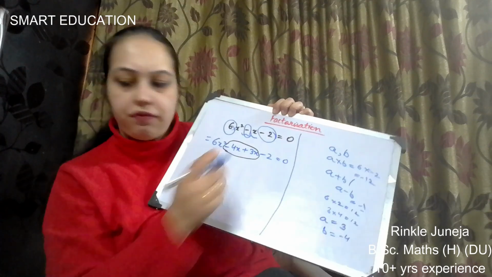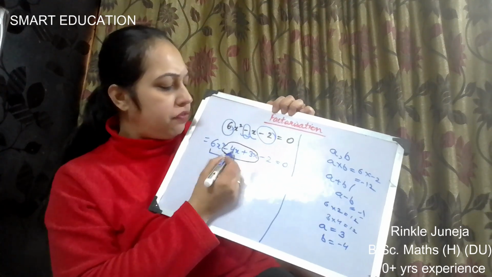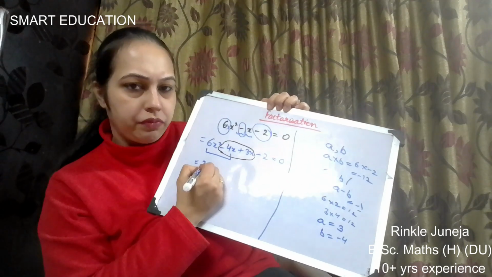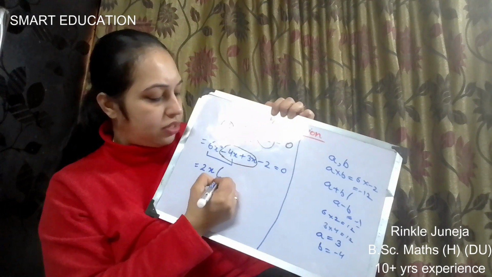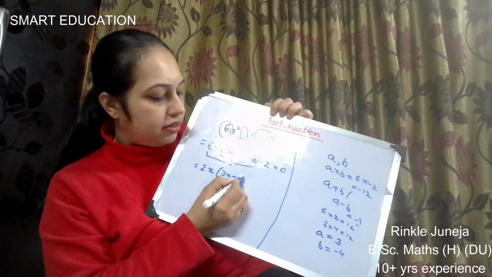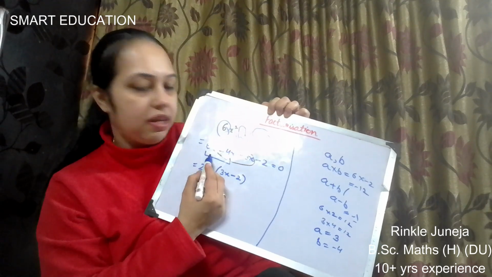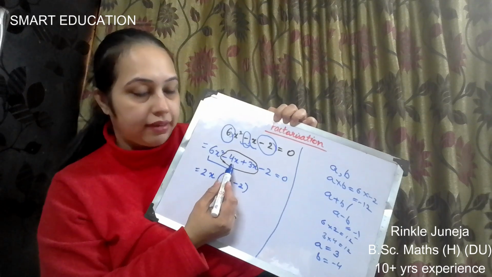So let's look at the first two terms. 6x² - 4x. Out of 6 and 4, 2 is common. Out of x² and x, x is common. So if we take 2x common, we are left here with 3x and here with -2, because 2x into 3x will give us 6x² and 2x into -2 will give us -4x.